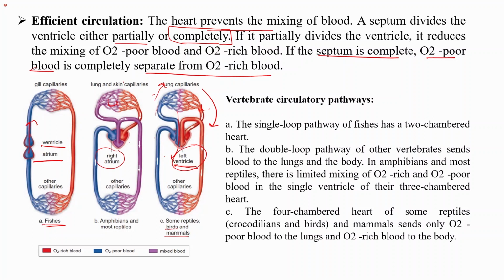So in figure A, where it is shown for the fish, there is a single loop pathway, which has a 2-chambered heart. In B, there is a double loop. You can see here, it is a double loop.